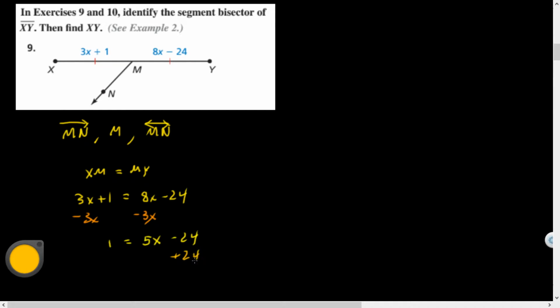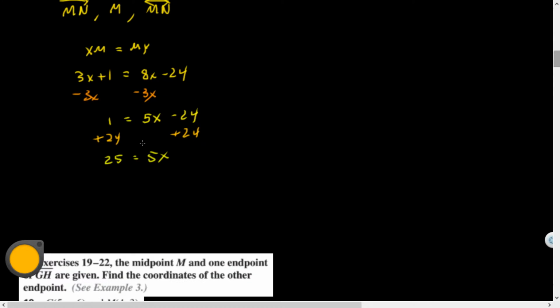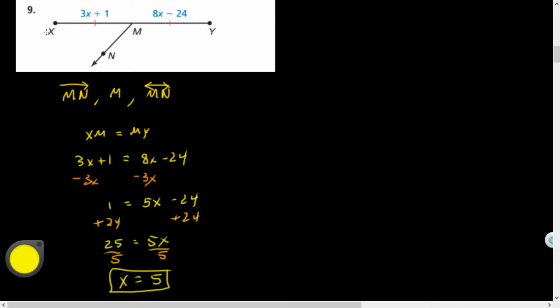But don't be fooled. Once I'm done this algebra problem, I am not finished with the geometry problem. Let's see, 25 is equal to 5x. Running out of space. Let's see, 5 divide. I'm going to use the reflexive property, flip it around. x equals 5, which is the solution for x, but that is not the length of XY.